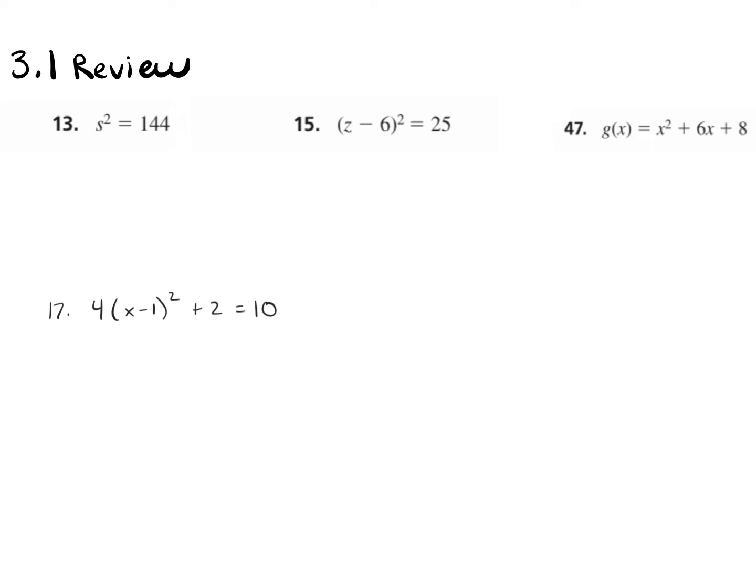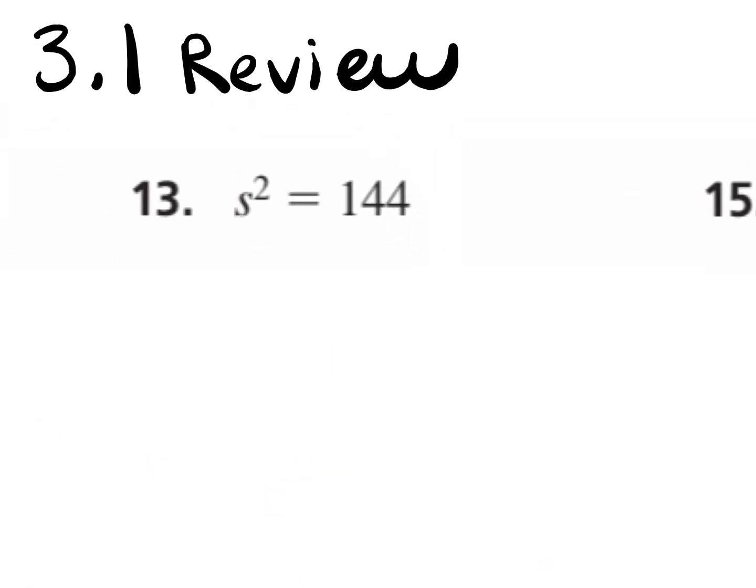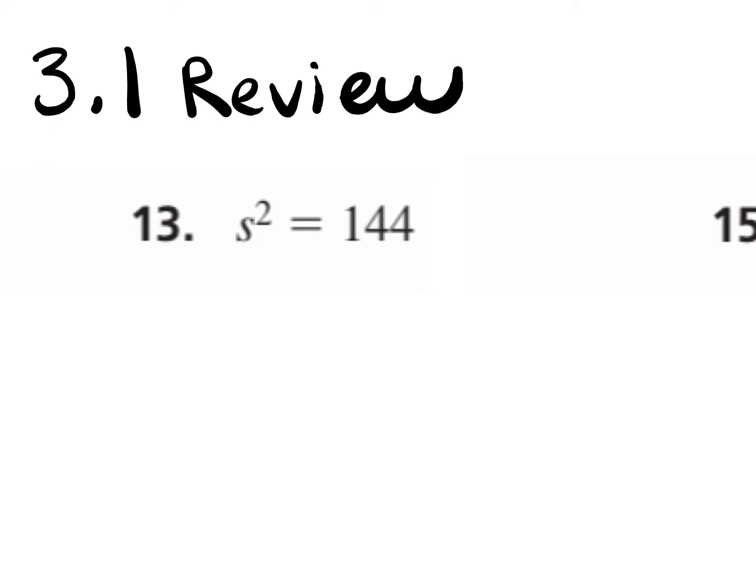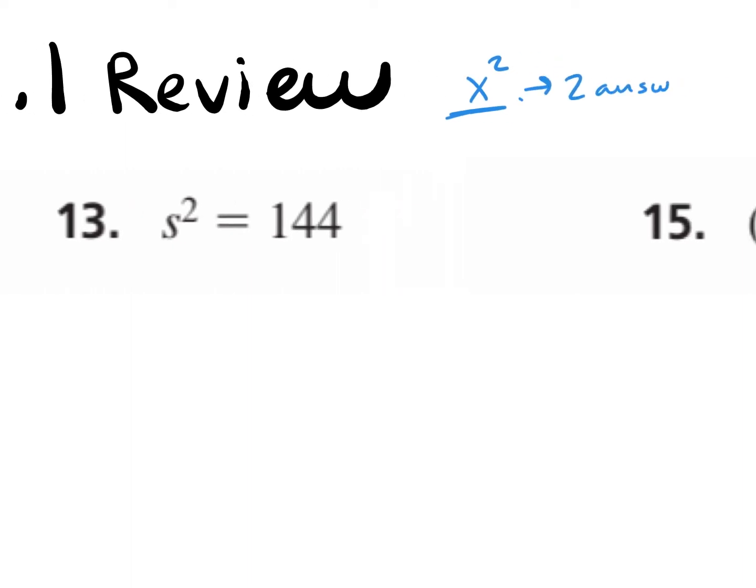So a little 3.1 review. So 3.1 talks about quadratics. So we had x squared equations. So whenever we have an x squared, we're going to have two answers. So how can I get rid of that s squared? I square root both sides.